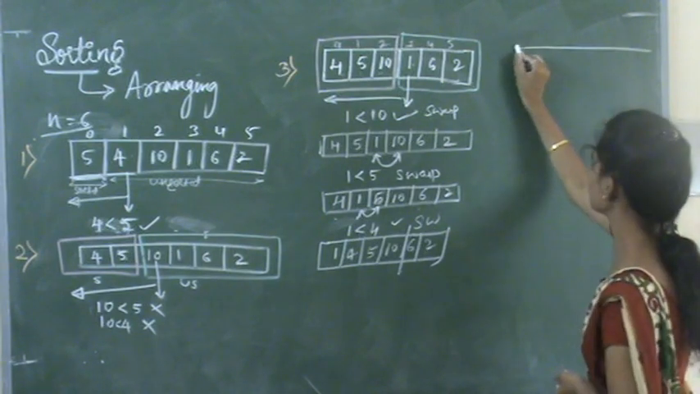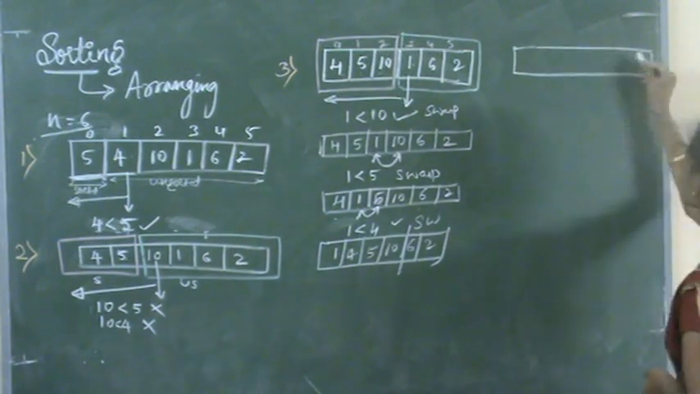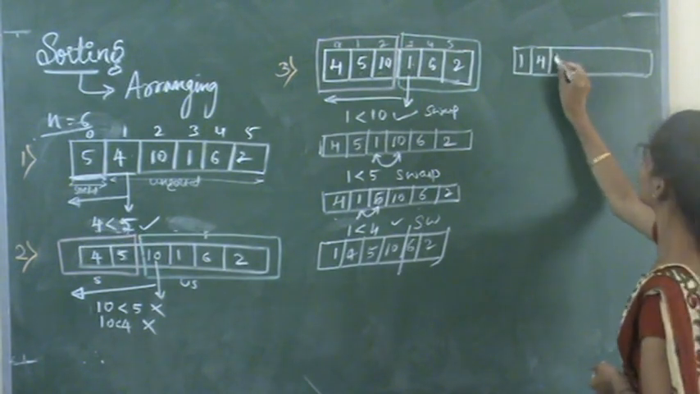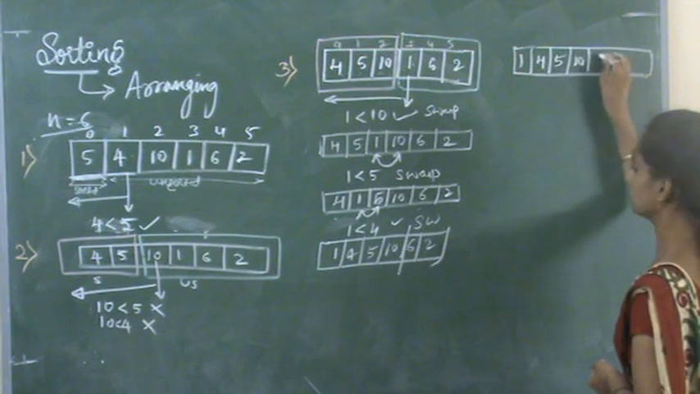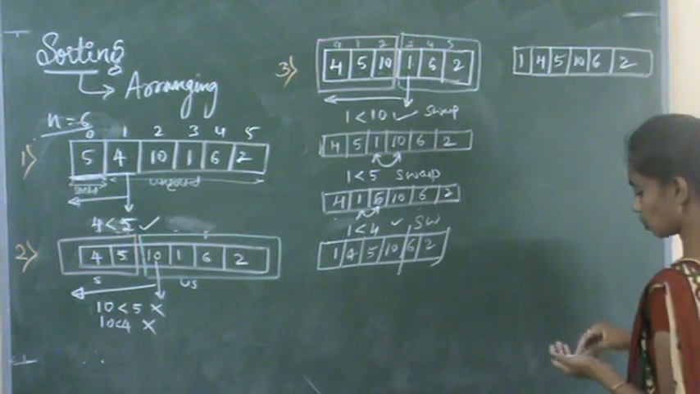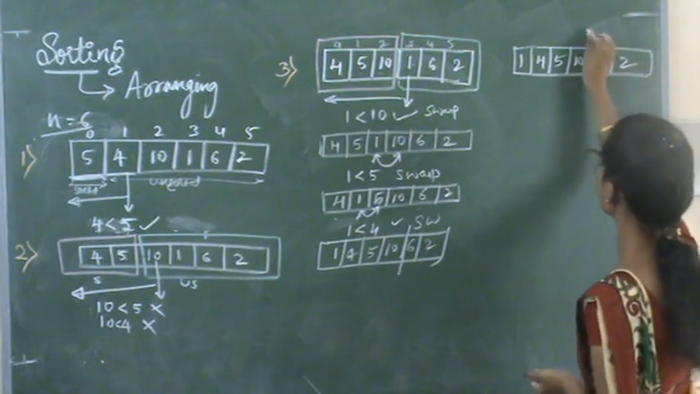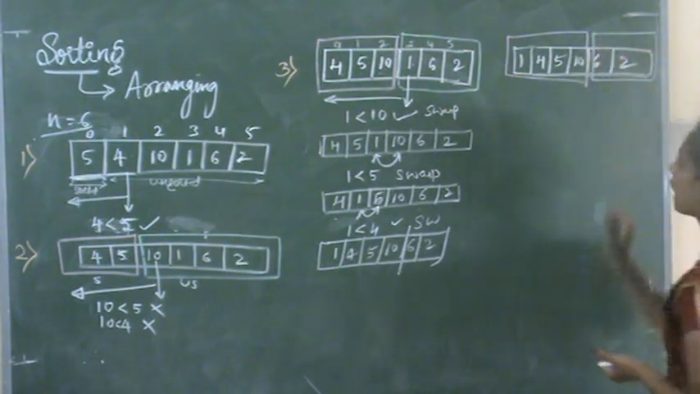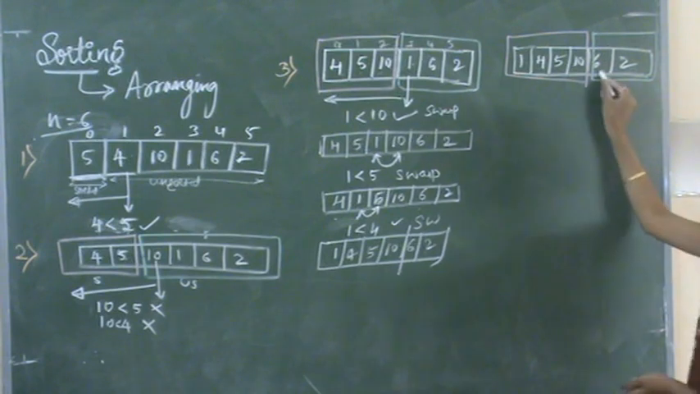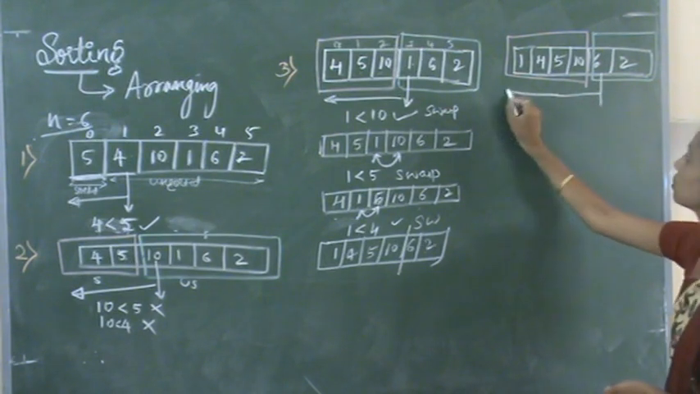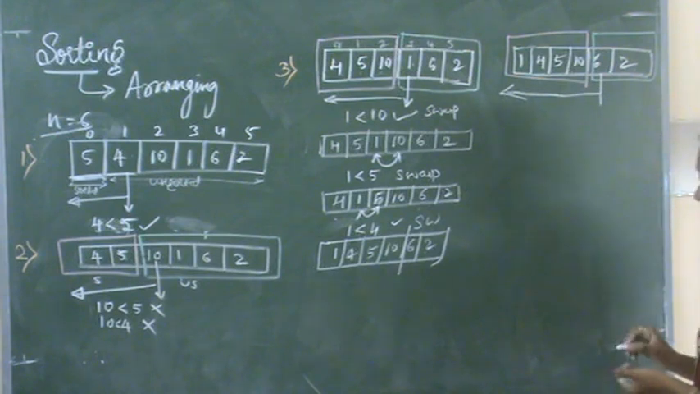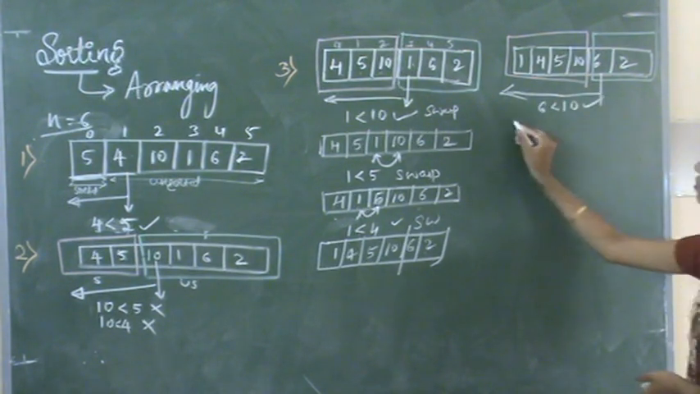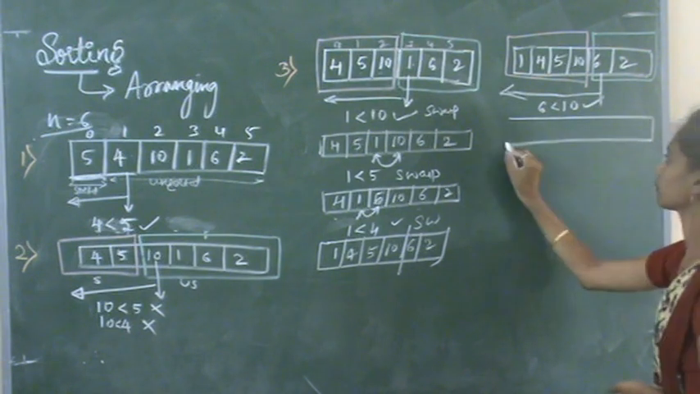Now the array becomes 1, 4, 5, 10, 6 and 2. So this is a sorted array and this is unsorted array. So now we need to compare this to all these elements. Okay, so now compare. 6 is less than 10. True, right? Now swap the array.